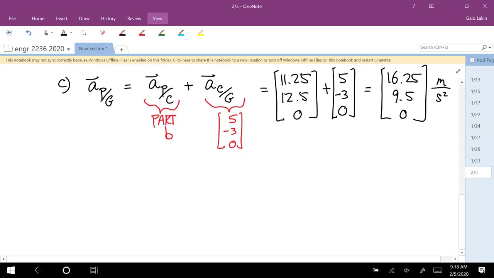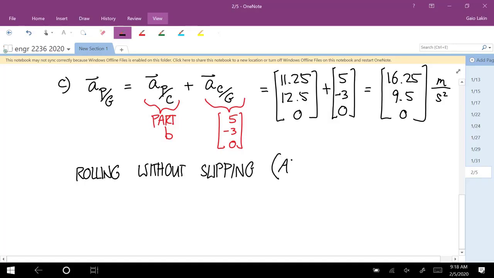...without slipping. And we're going to talk about this rolling along a flat surface. It doesn't have to be horizontal, but it has to be flat.